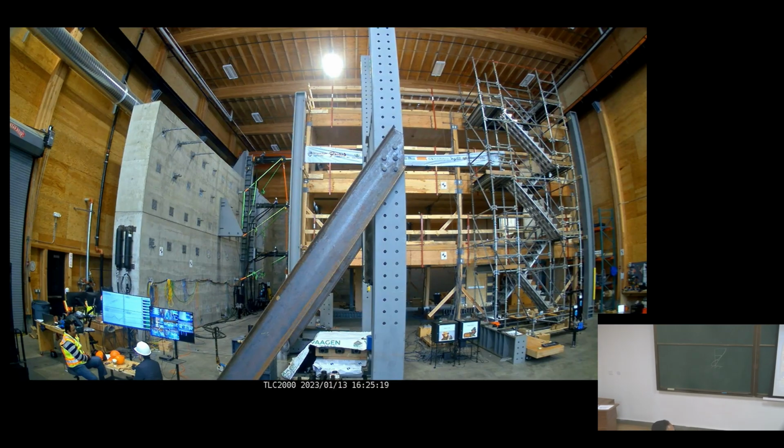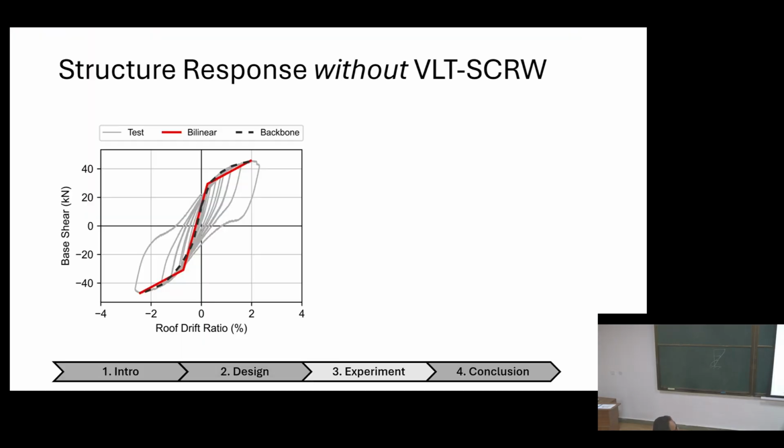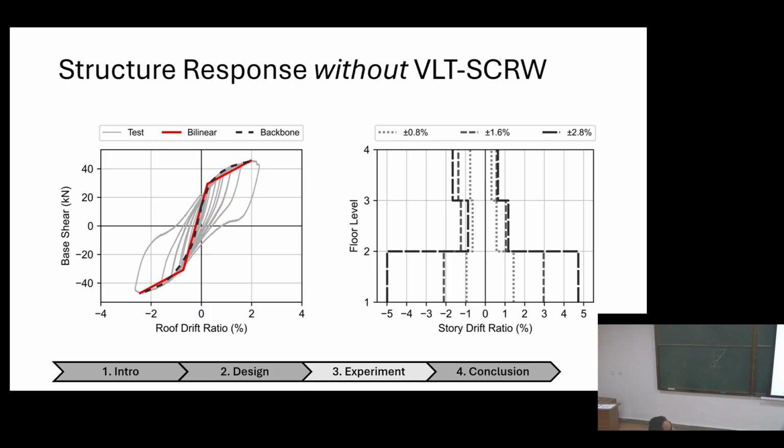So this is our structural response. The tests are in the gray. This is our bilinear model. That's the backbone. Day before yesterday, Datta talked about the backbone. It's a hysteresis backbone curve. Again, story drift ratio. If you read any earthquake engineering paper, you'll find this chart over here. What are our drift ratios?